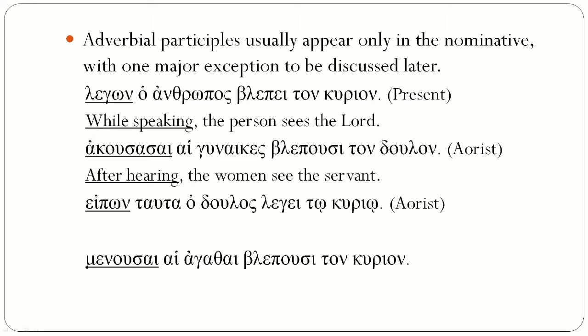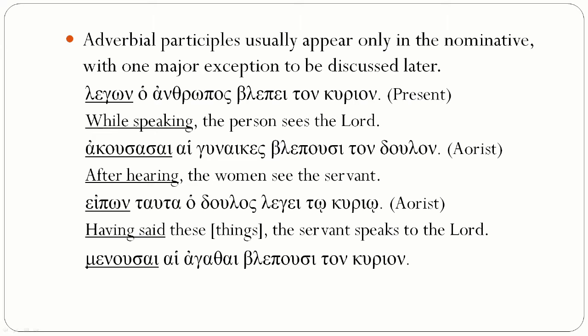As we said before, aorist participles are translated either "after" or "having." In this case, let's go with "having." So epon, having said, and then tauta. Tauta is a neuter plural from "this" or "these." In this case, it is a neuter plural, so we're going to translate it "these." And then "things" there in the brackets is assumed because it is neuter plural. So the participle phrase there: having said these things, and then there you have your main sentence that we translated before, the servant speaks to the Lord.